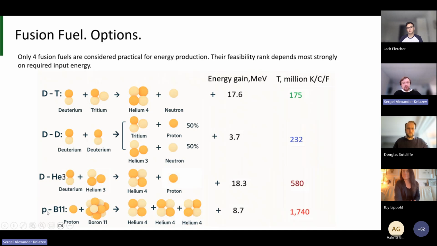And the last reactions. For this reaction, for example, there's one startup, Helion. They're trying to use this fuel. And the last one is proton-boron-11. This fuel is pursued by several startups. The most famous one is TAE Technologies. The energy gain is quite high, but the reaction requires enormous temperature to make it happen.